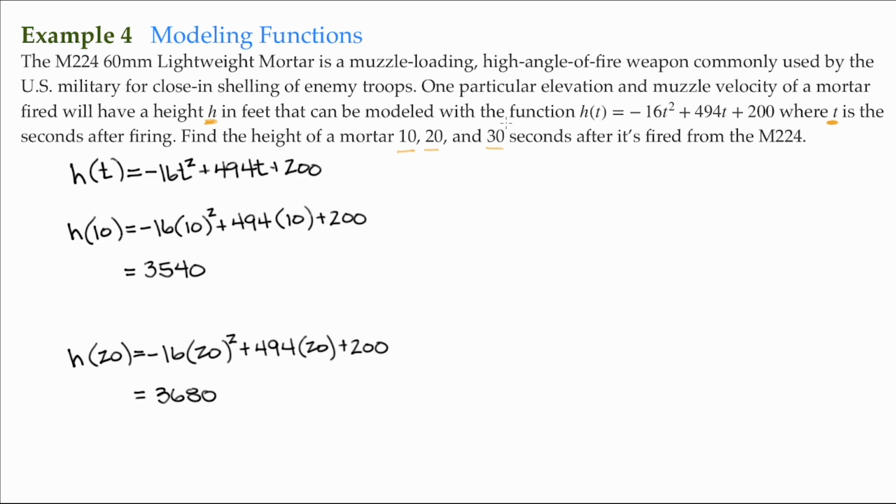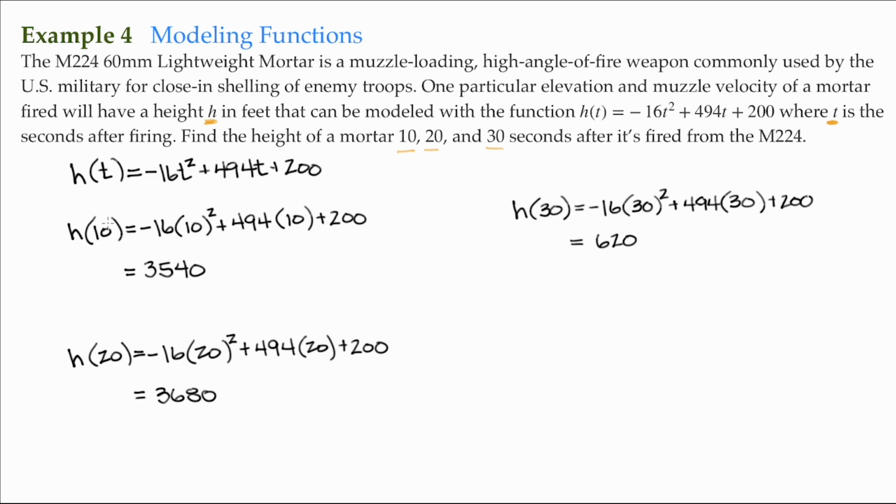And then we want to know after 30 seconds after it's been fired. So here's our time t, 30 seconds. That's negative 16 t squared, 30 squared, plus 494 t plus 200. So after 30 seconds, the height is 620 feet.